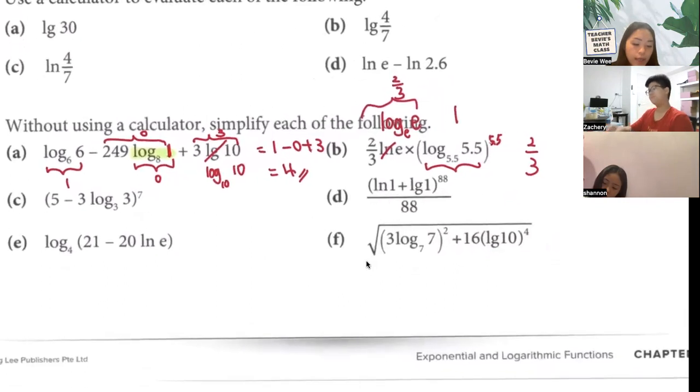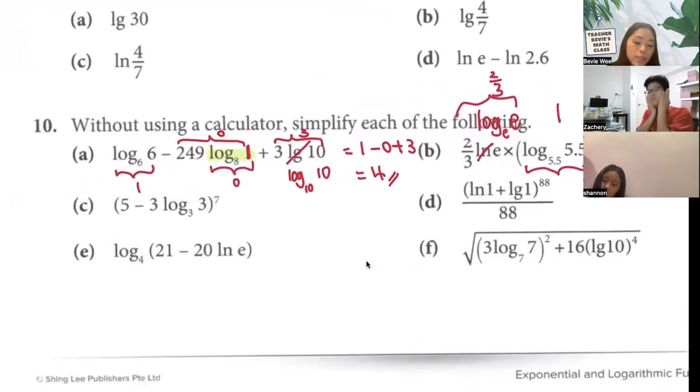Okay, maybe we do C and D. Then I'll move on to the next law. I'm going to go a bit faster. Log 3, this is 1. 1 times 3 is 3. 5 minus 3 is 2. 2 to the power of 7, you can use your calculator to help you. This is 128.